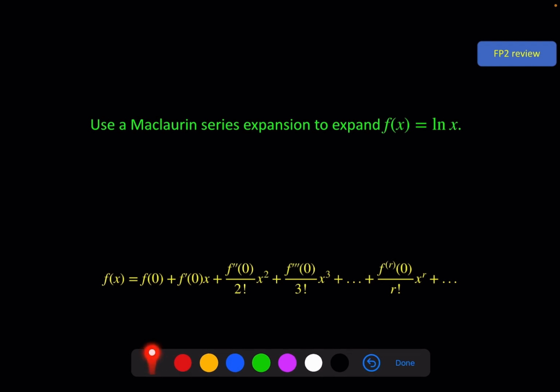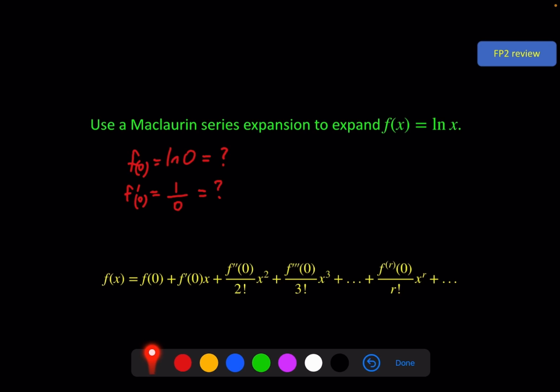So at the bottom here we've got the Maclaurin series. We need to find f of 0, so we put 0 in here, and that gives us log of 0, which is a problem because that is undefined. And if we were to continue, we would have the derivative of this, which is 1 over x, 1 over 0, which is also undefined. Oh no, we have a problem here. We cannot use the Maclaurin series expansion to expand this function because these are not defined when x equals 0.